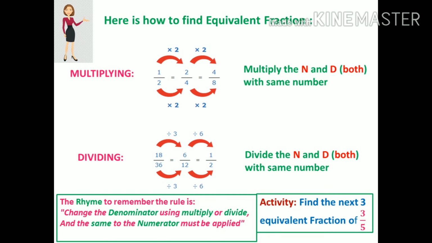Activity for you: find the next three equivalent fractions of 3 upon 5. We can find them by multiplying the numerator and denominator by 2, then by 3 and by 4 as well.